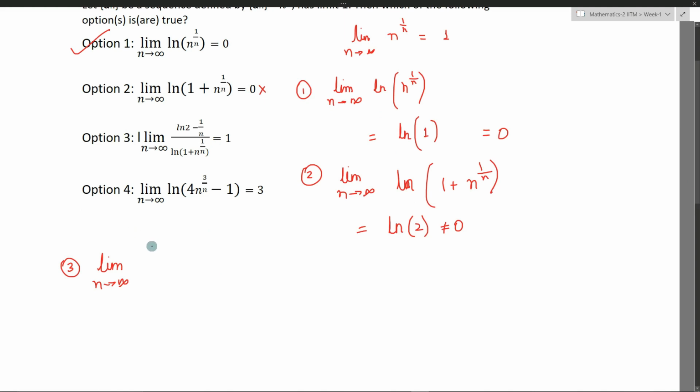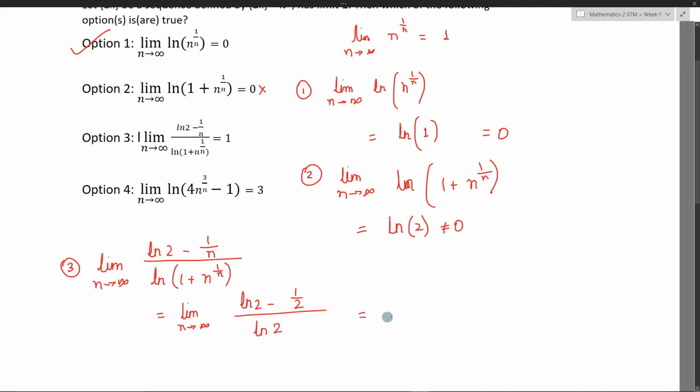limit n tends to infinity ln 2 minus 1 by n whole divided by ln of 1 plus n to the power of 1 by n. So if I substitute the value of n to the power of 1 by n, I'll have limit n tends to infinity ln 2 minus 1 by n whole divided by ln of 1 plus 1, n to the power of 1 by n is 1, 1 plus 1 is 2.